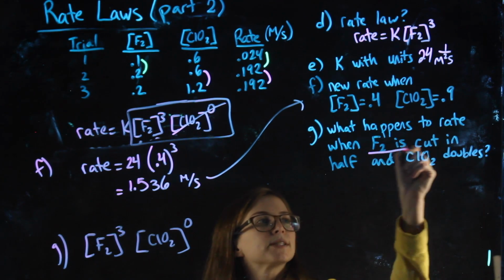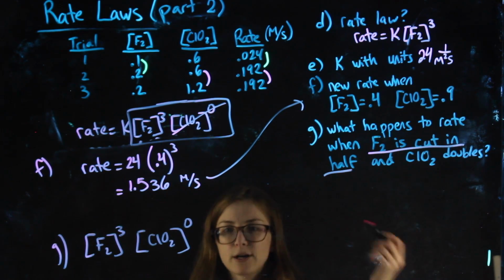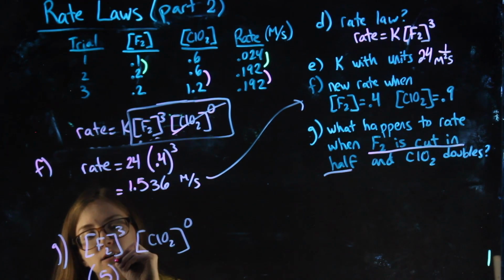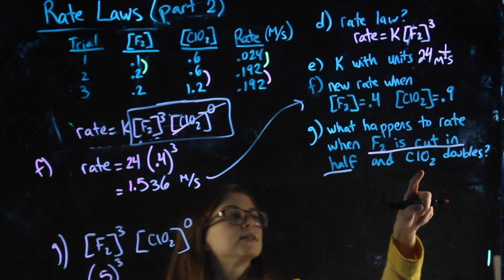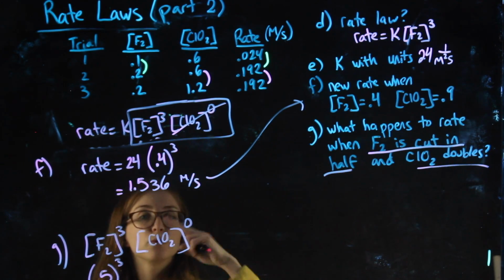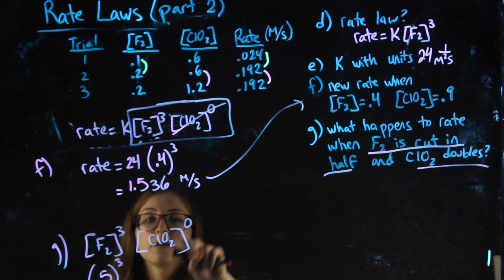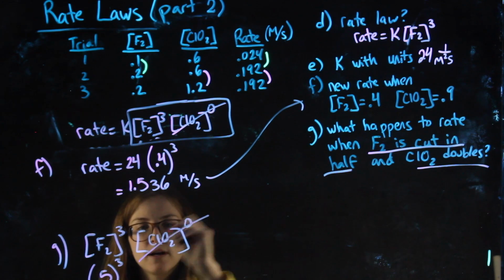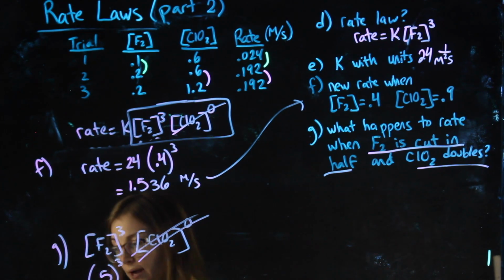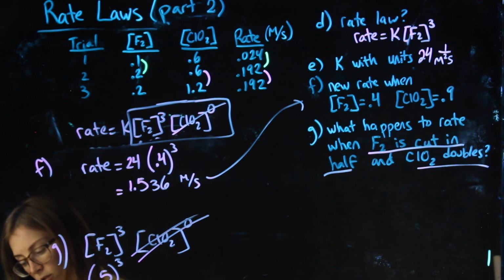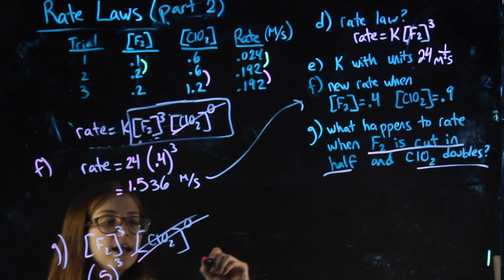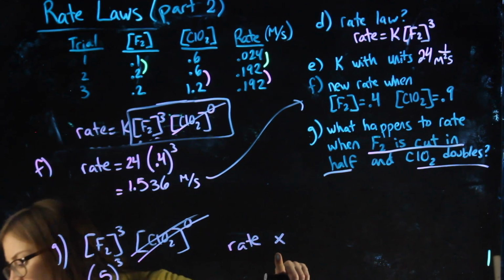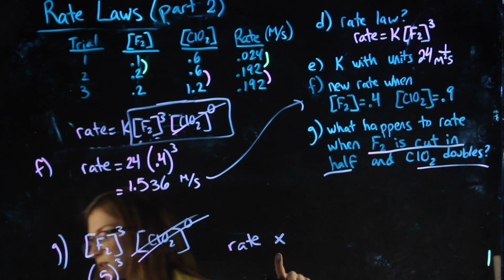And if it says F2 is cut in half, I could represent that as the number 1/2 or 0.5. I'm going to plug 0.5 in there and cube it. CLO2 doubles, I could plug 2. Doubles means 2, so I could plug 2 in. Raised to the 0 power, it's going to end up being 1, so it doesn't matter. Again, I don't have to use that. So I would just do 0.5 cubed, and I would say that my rate is multiplied by, it's always going to be multiplied by whatever we get here, which in this case is 0.125.